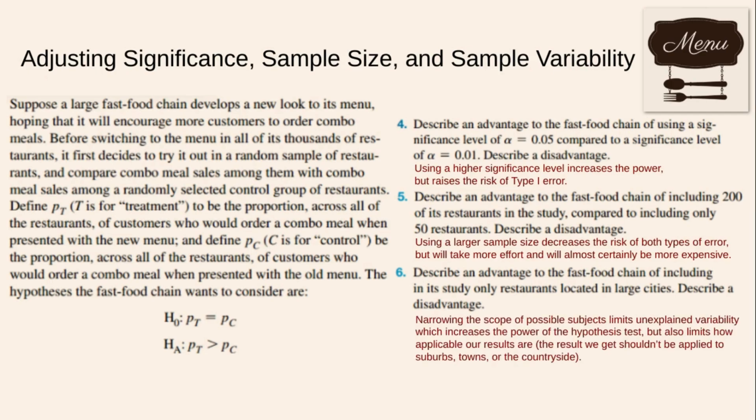Okay, let's see it. Narrowing the scope of possible subjects, like narrowing the study of all dogs to the study of just toy poodles, limits unexplained variability, which increases the power of the hypothesis test. Less unexplained variability, more power for the hypothesis test, but also limits how applicable our results are. Okay, so if we're just talking about large cities, it would be irresponsible for us to apply them to suburbs, towns, or the countryside. All right, so if we know a bit about large cities, we can't apply that broadly. All right, but we do get a more clear, cut and dry result, or at least we should.